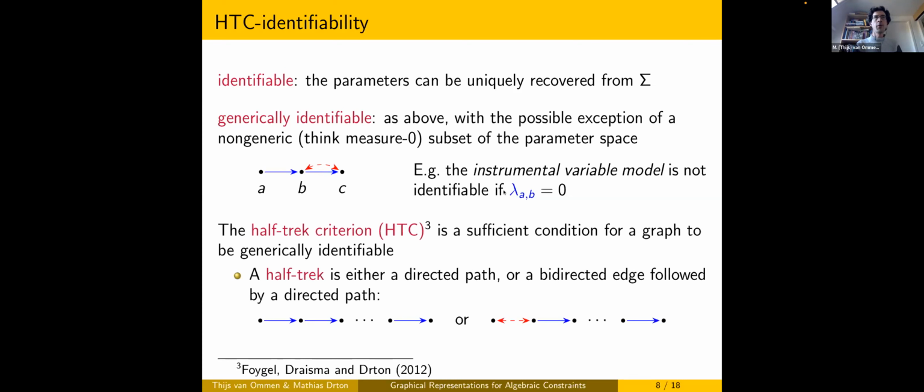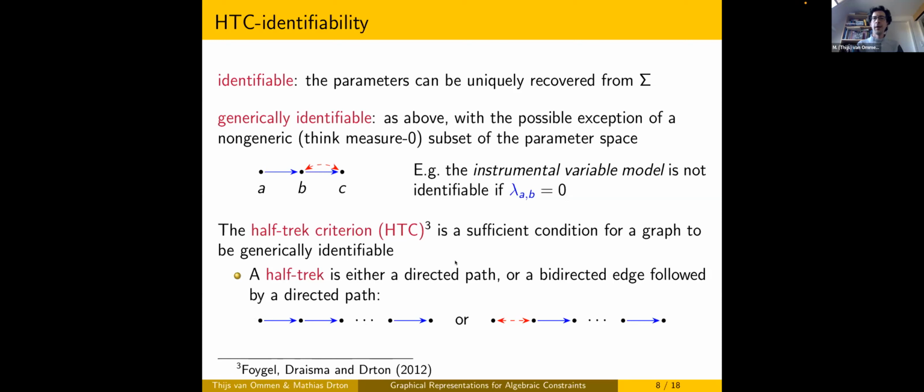And the biggest advance in this area is the half-track criterion. There's actually both a sufficient and a different necessary condition presented there. I'll only be needing the sufficient condition here. So if a graph satisfies this sufficient condition, then we know it's generically identifiable. So a graph that satisfies this condition will be called a half-track identifiable graph, or HTC identifiable graph.